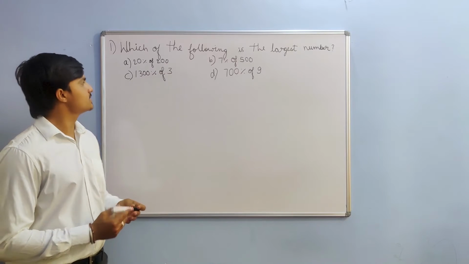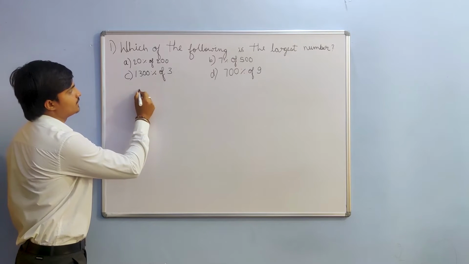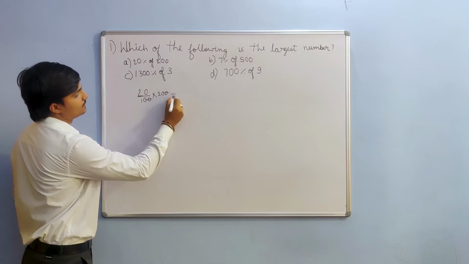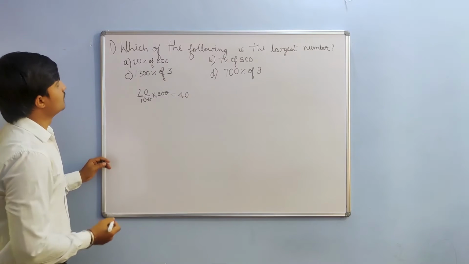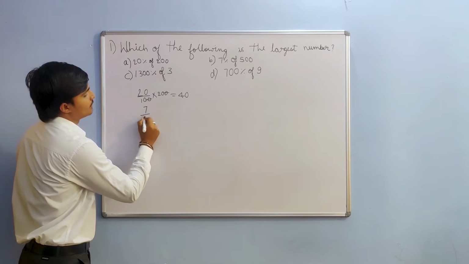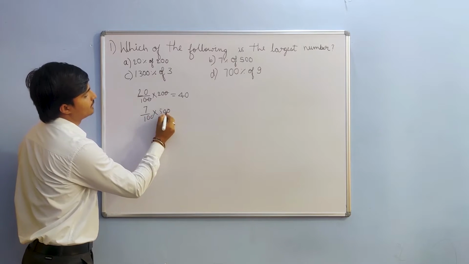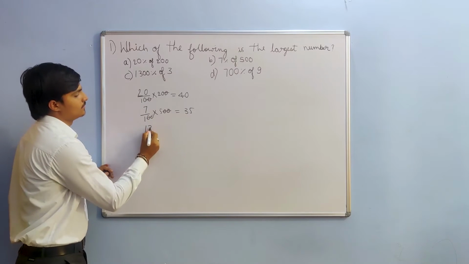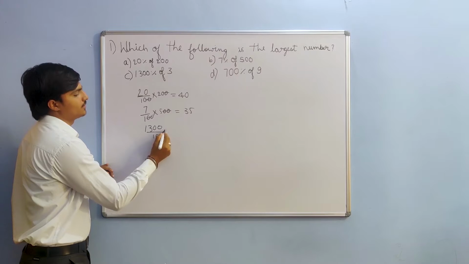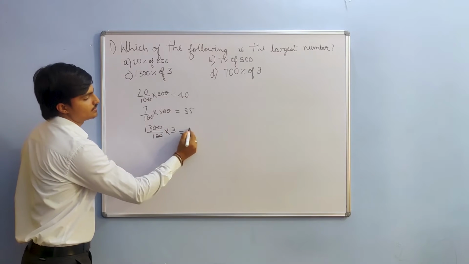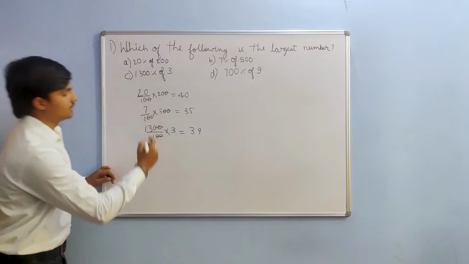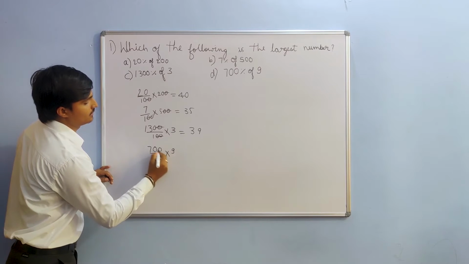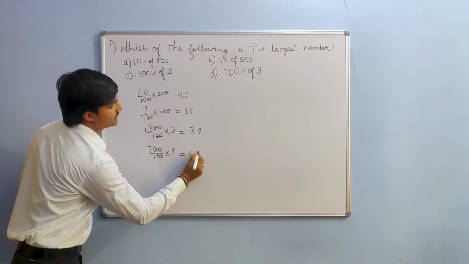Now let's look at the options. Option A, 20% of 200, will give you 40. Option B, 7% of 500, that is 35. Option C, 1300% of 3, that is 39. And option D, that is 700% of 9, that is 9 sevens are 63.